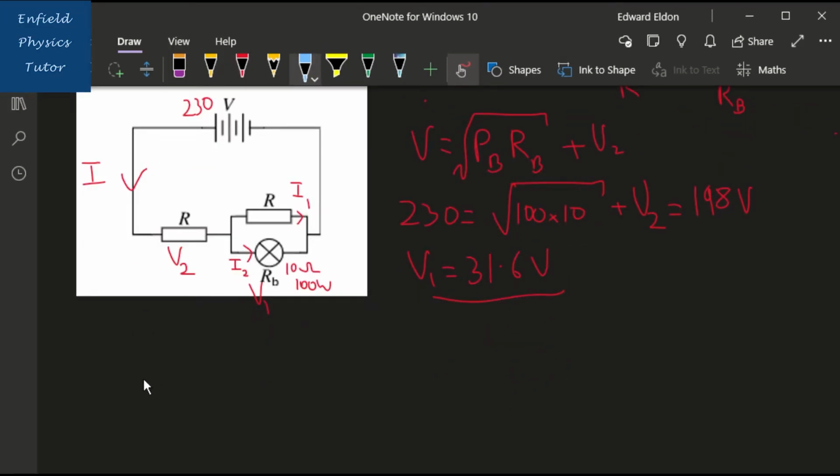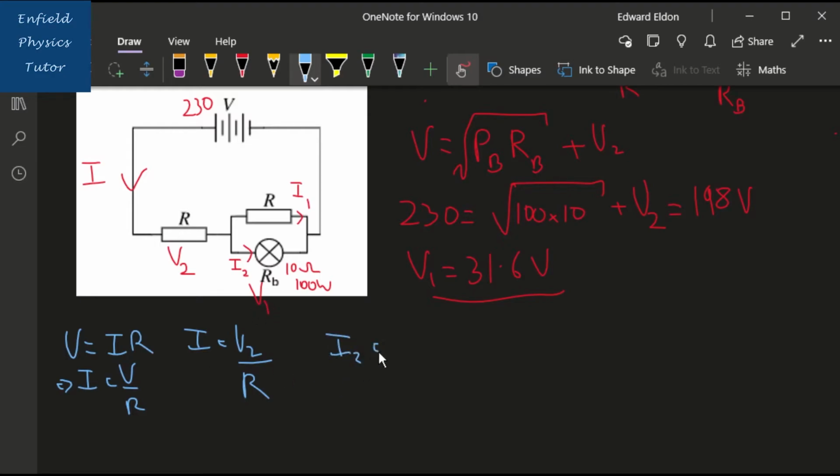Let's see if we can derive some simple expressions for the values of the current going through each of the components. Let's start off by thinking about R, the resistance on its own. Ohm's law tells us V equals IR, which implies that current is equal to the voltage divided by R. Applying that to the first resistor, I equals the voltage across that resistor, V2, divided by the value of that resistor, R. So that's our next expression. We now have an expression for I1. Can we get an expression for I2?